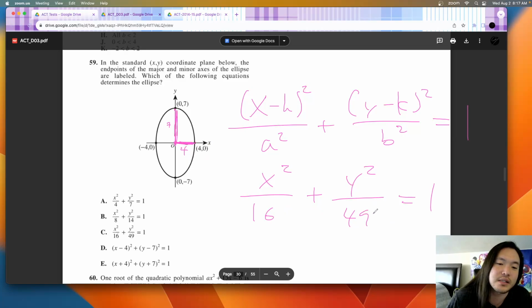So obviously, if this is the correct answer, if I plug in 4 for x, 0 for y, I should get 1, right? Well, it definitely works. 4 squared is 16, 16 divided by 16 is 1, and then this one's going to be 0, right? And then y also works. If I plug in 7 here, I get 49 over 49 is 1. 0 plus 0 is 1. Okay, well, now I'm very confident.